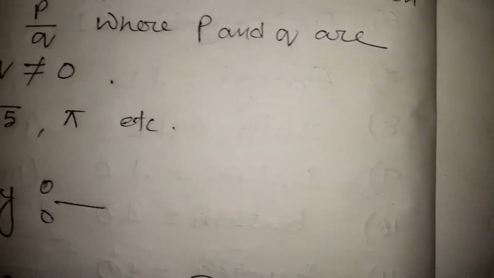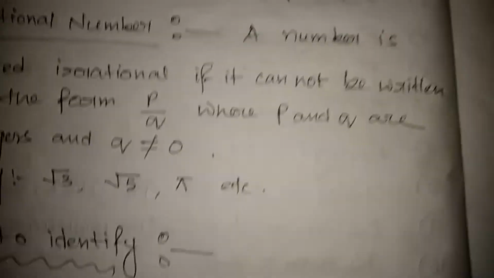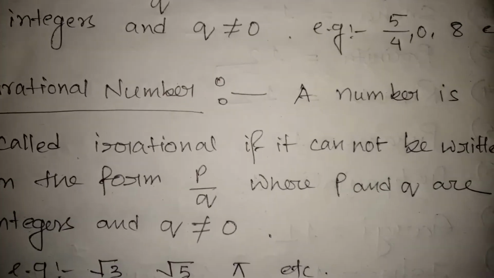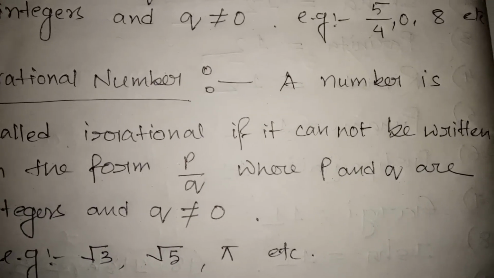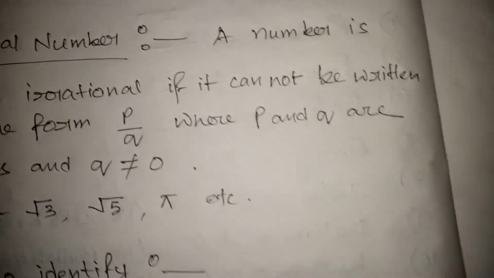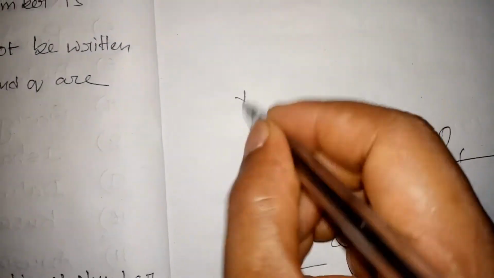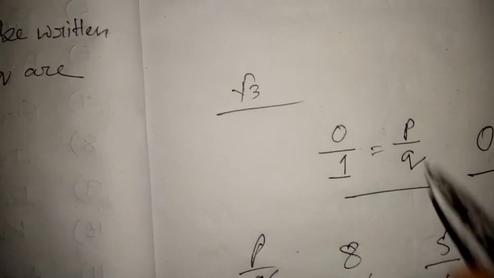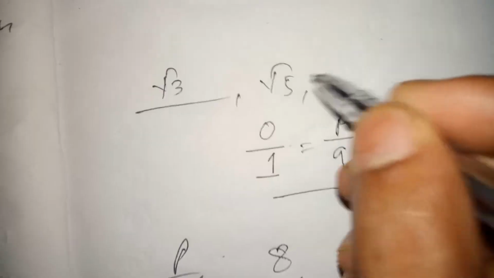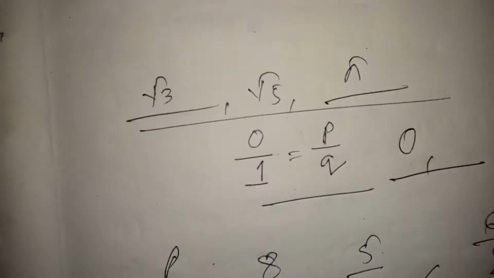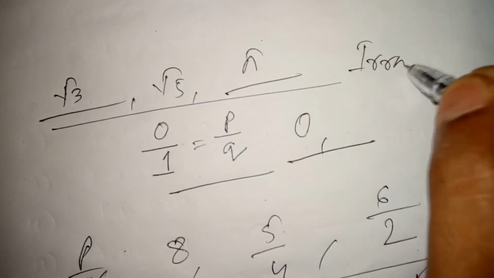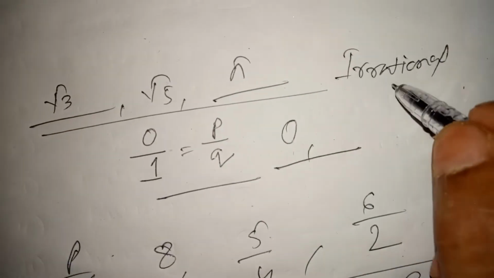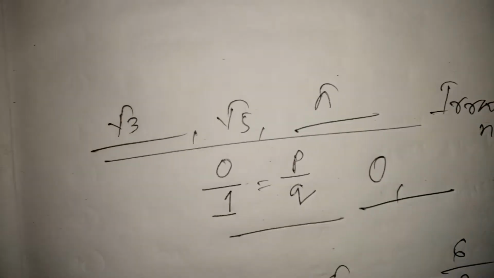Then another one is irrational number. So irrational number means a number which cannot be written in the form of p by q, like under root 3, under root 5, pi. These are the examples of irrational numbers. We cannot write them in the form of p by q.